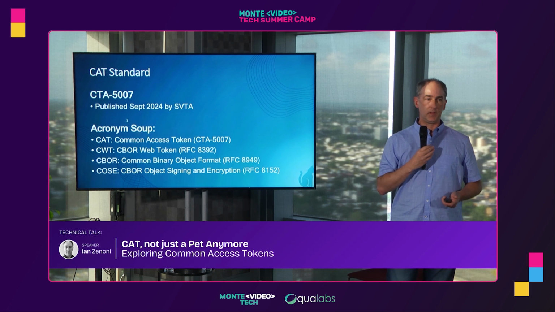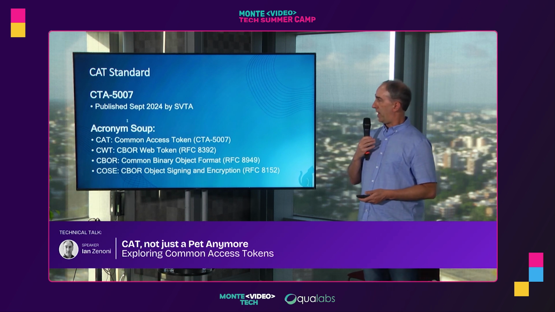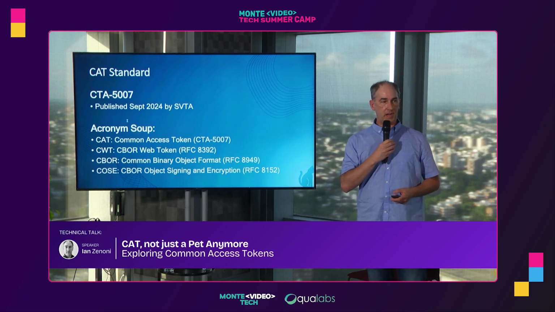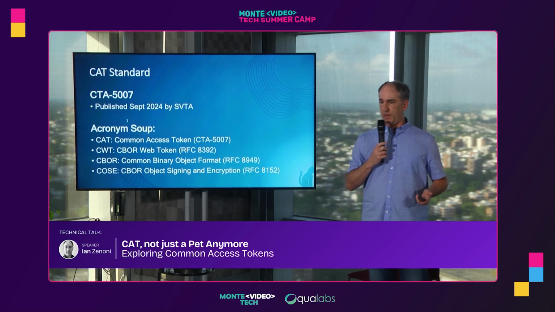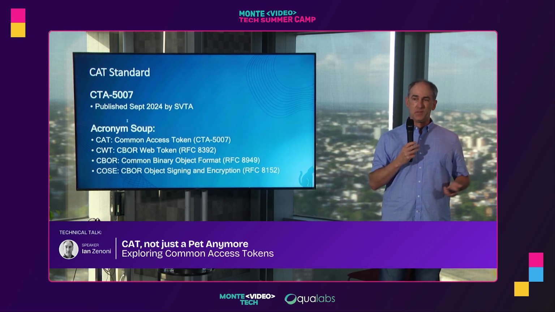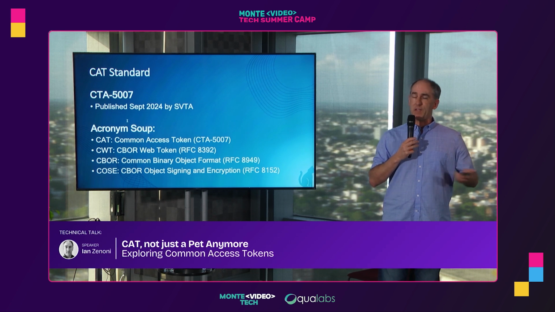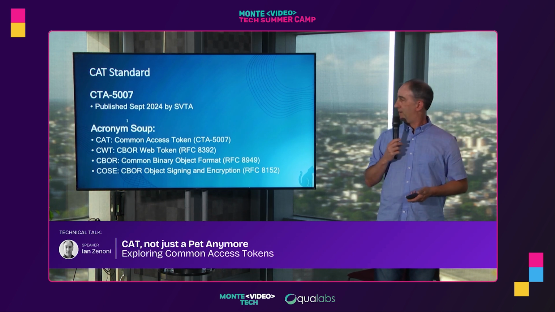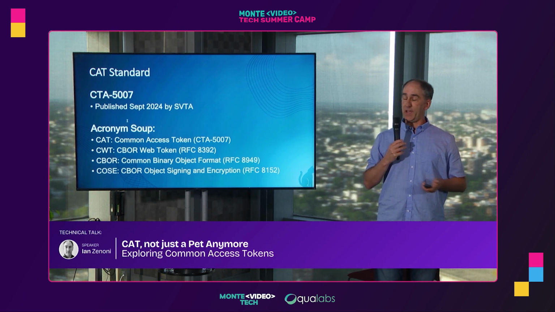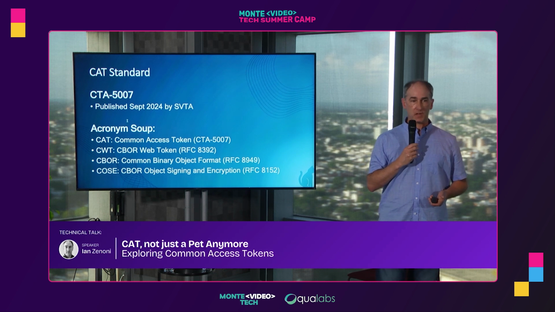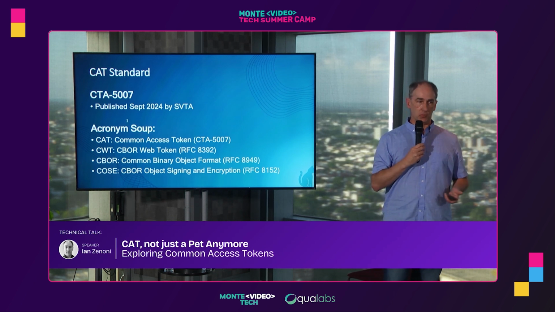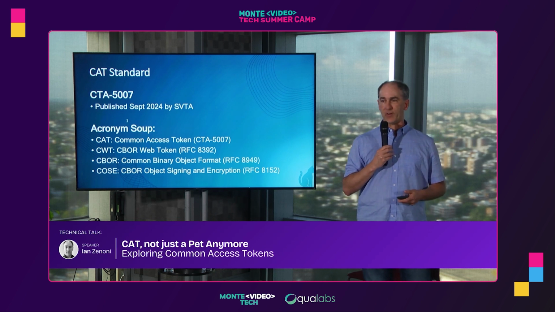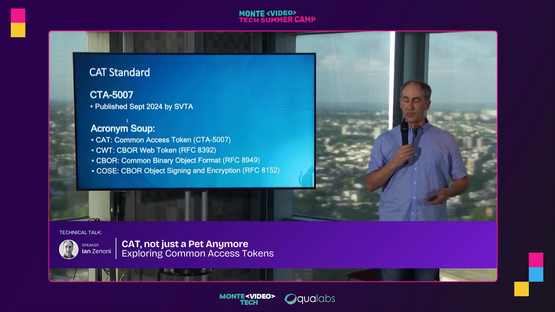Last fall, CTA 5007 was published. So this was a standard that came out by SVTA for how to do these signed tokens. Instead of having everyone pretty much doing the same thing but in a different way, SVTA came out with a standard for doing these signed tokens. And the spec, I called an acronym soup. There's a lot of acronyms in the standard that you kind of have to wade through.